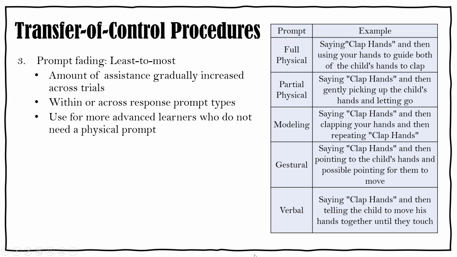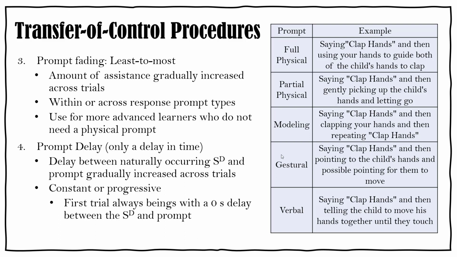Least to most, you give them an opportunity to typically respond independently, and then you provide assistance as needed. Least to most, you typically use with more advanced learners who don't need that physical prompt. So if you have older learners, more advanced learners, you can typically go with least to most prompting, and it can be successful. You can also do what we call a prompt delay.